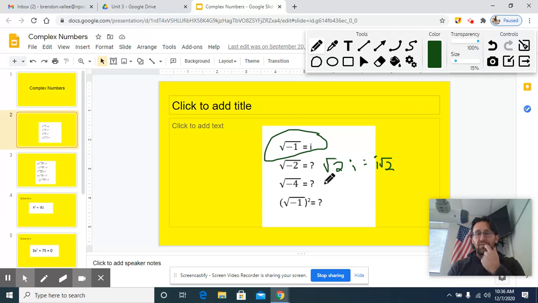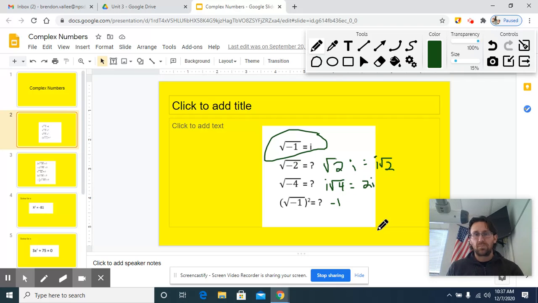Now, the square root of -4, that's i times the square root of 4. But the square root of 4 we know is 2. So the answer to this one, simplest form, is 2i. And if we're doing i squared, which is square root of -1 times square root of -1, that would just be plain old -1. So i squared is -1.